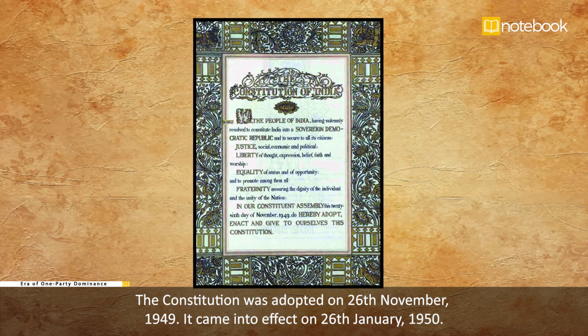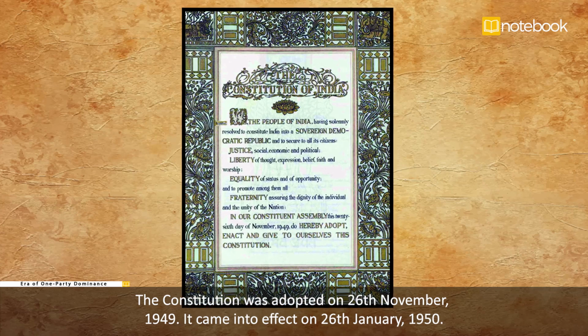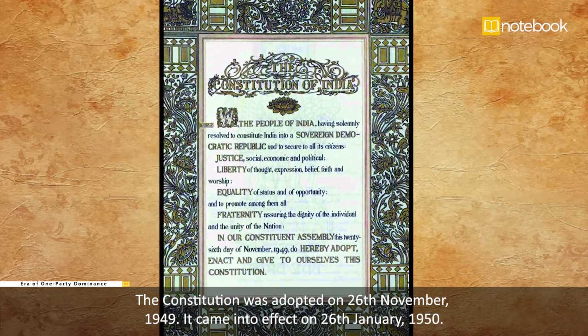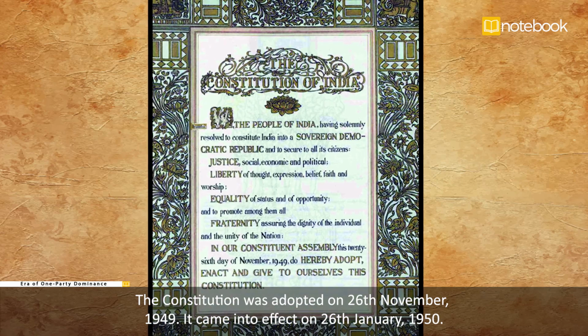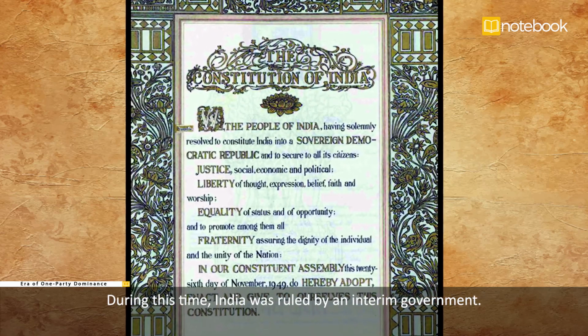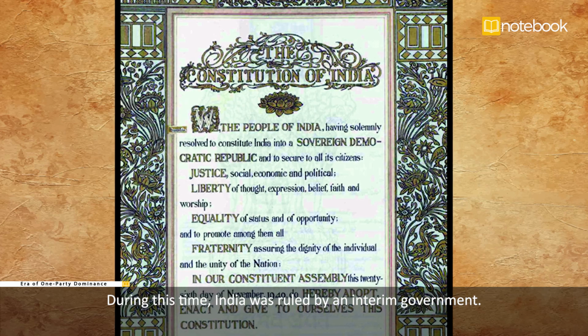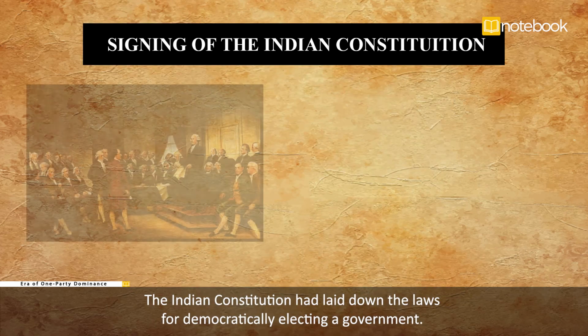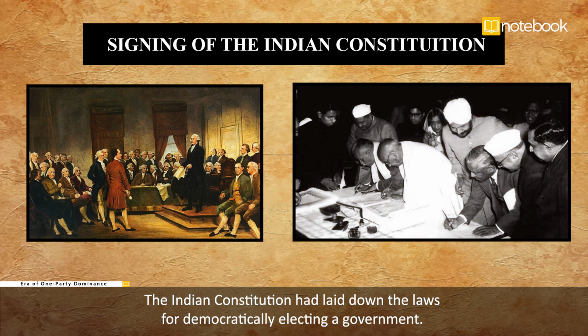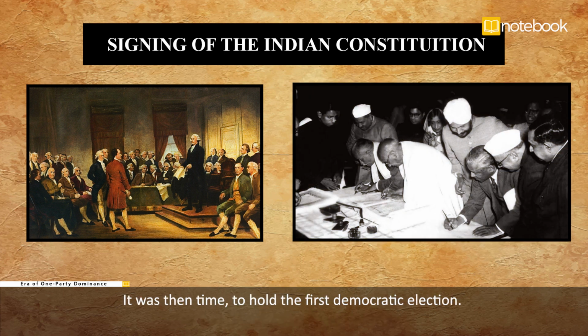The Constitution was adopted on 26th of November 1949. It came into effect on 26th of January 1950. During this time, India was ruled by an interim government. The Indian Constitution had laid down the laws for democratically electing a government. It was then time to hold the first democratic election.